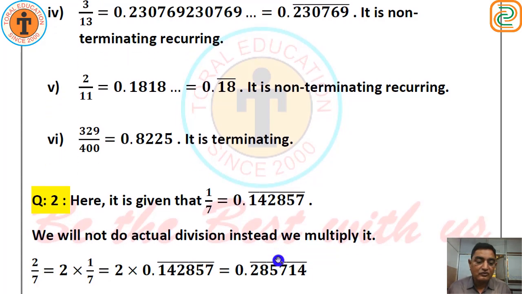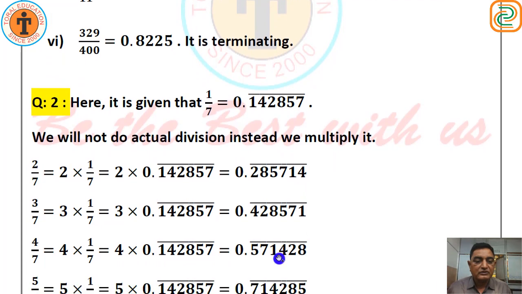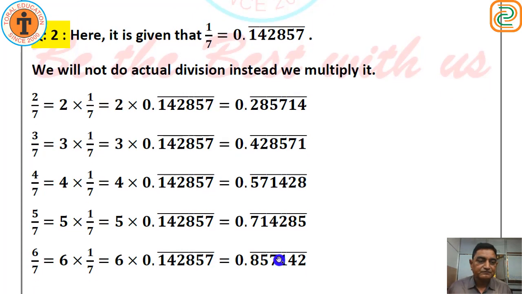We should not do long division, but we have found a solution. Look here. We will not do actual division. Instead we multiply 1 upon 7. If we want 2 upon 7, then 2 into 1 upon 7. So 1 upon 7 is 0.142857. If we multiply both, we get 0.285714. Similarly, 3 upon 7 means 3 into 1 upon 7.